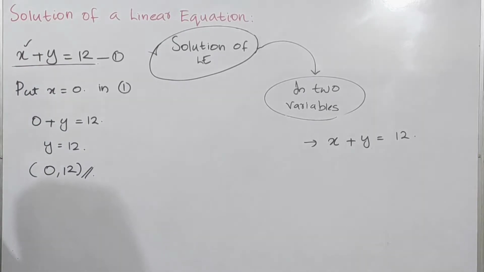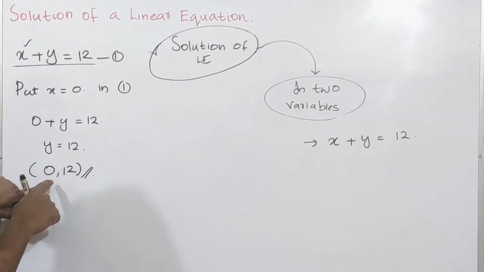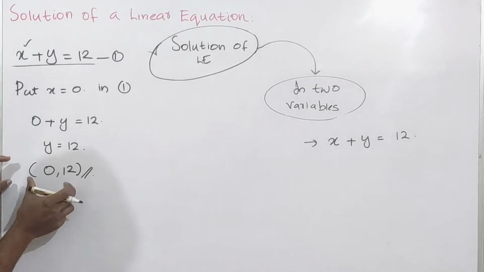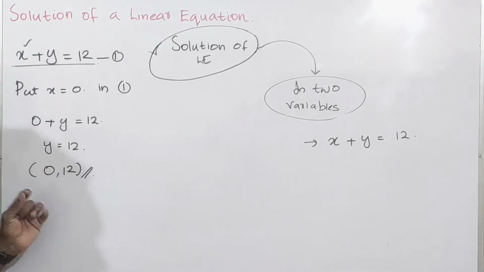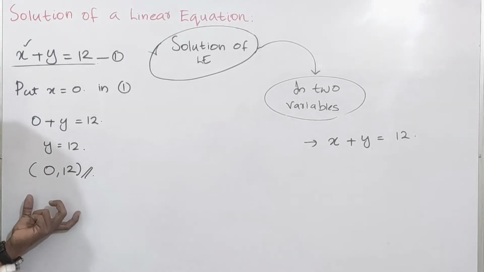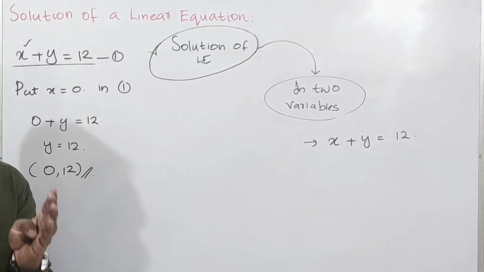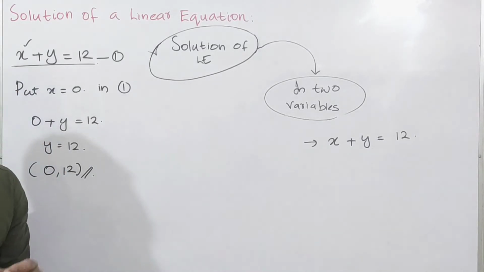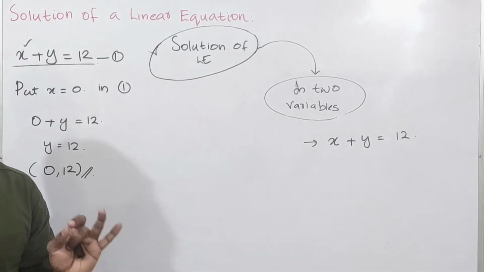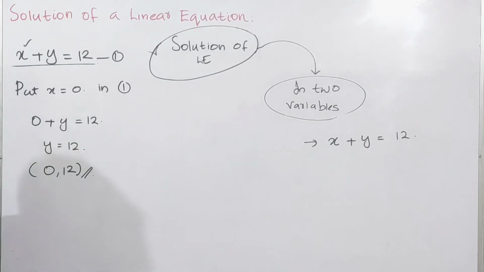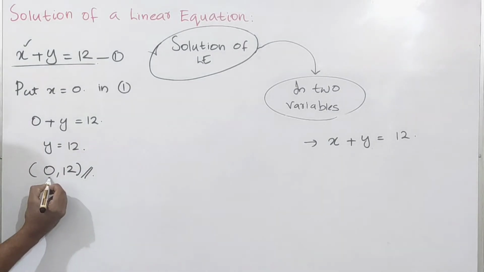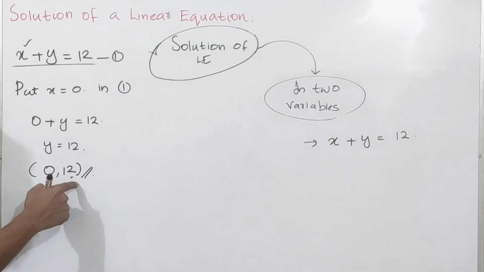How will you verify that? To verify that, put the values of x and y. This is an ordered pair. An ordered pair is not new for you because you have already learned in the last chapter, coordinate geometry, about ordered pairs. How does an ordered pair exist? X comma y inside the bracket. What is the x coordinate called? It's also called abscissa, and the y coordinate is called ordinate. So we will use that one here. So the x coordinate is 0 and the y coordinate is 12.